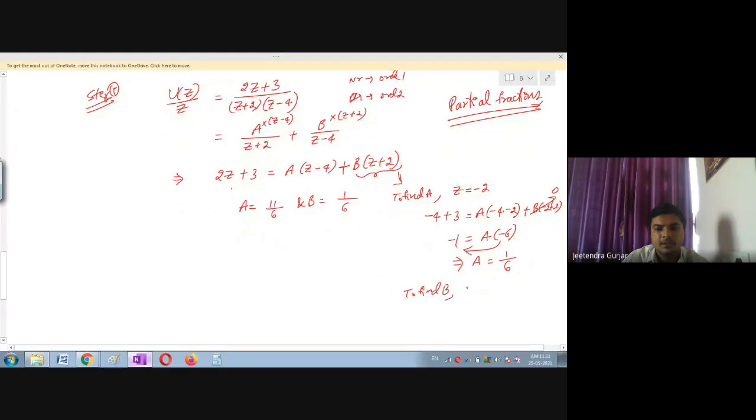Please check the answer, students. So this is Z is equal to 4. To find B, what I will do, this term I will make 0 so that I will get here the B term. So just substitute here Z is equal to 4. So this will be 2 into 4 is 8 plus 3 is equal to, now you can just see A is now here 4 minus 4 will become 0, plus B into 4 plus 2 this is.